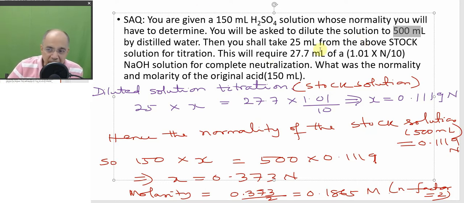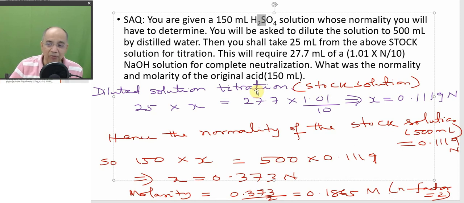Now then you take 25 ml of this diluted solution from the stock and perform titration, and it needed 27.7 ml from the burette readings. You learn that this many milliliters of 1.01 N by 10, which has been already standardized before, of a sodium hydroxide solution is needed for complete neutralization. What was the normality and molarity of the original acid solution, right?